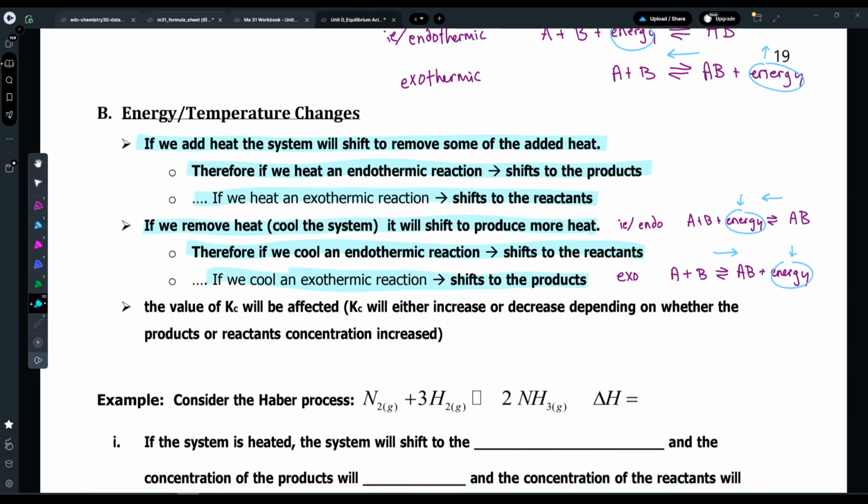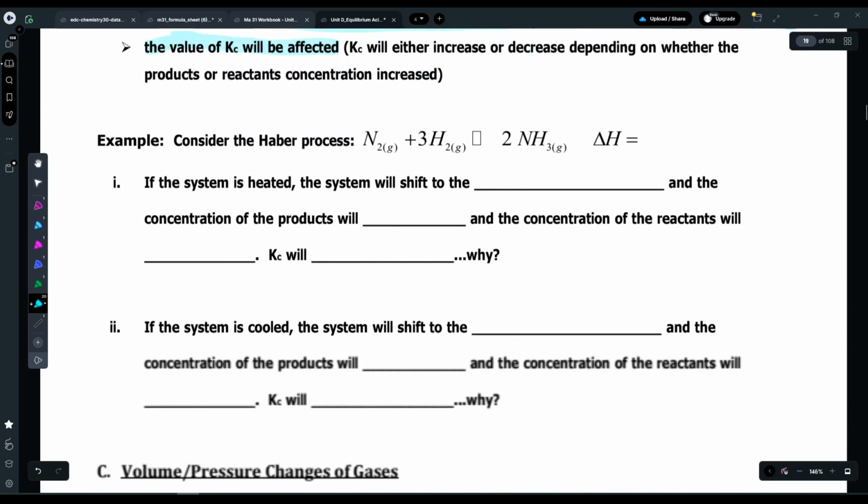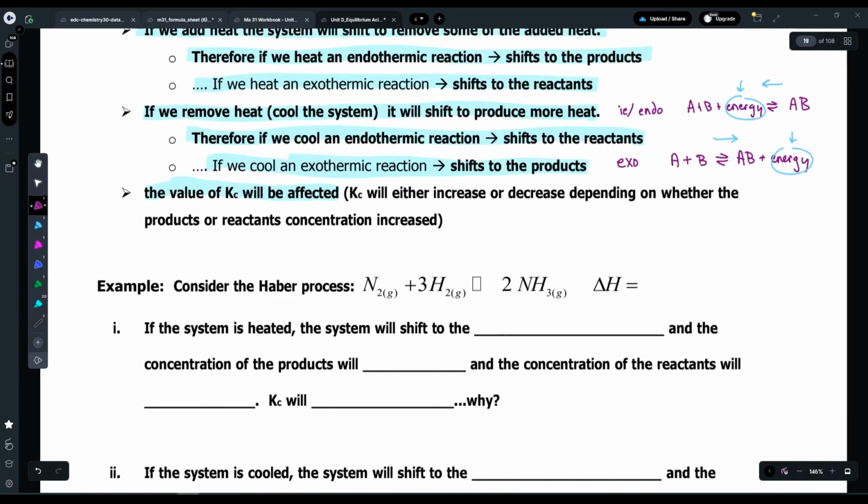Now, when you make temperature changes to an equilibrium, that is going to affect your equilibrium constant. So your equilibrium constant will either increase or decrease depending on whether the products or reactants concentration increase. So we'll get into that a little bit later in this next example here. So we're asked to consider the Haber process.